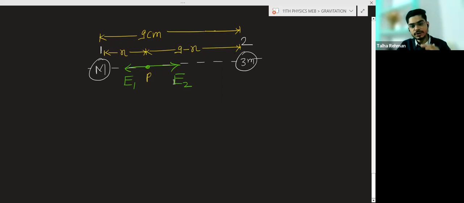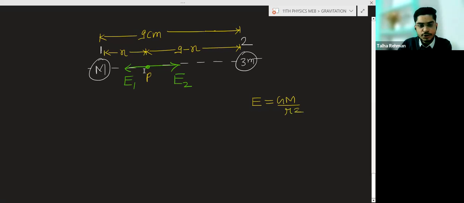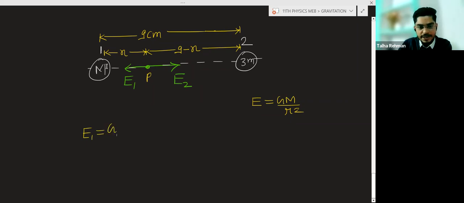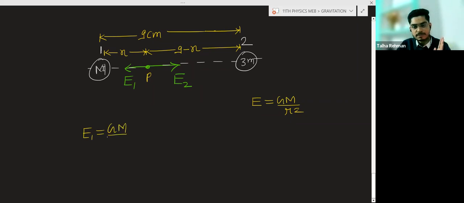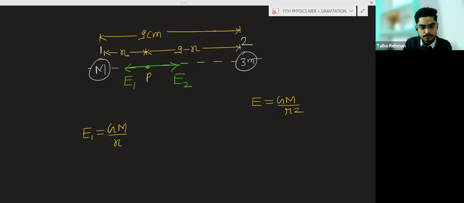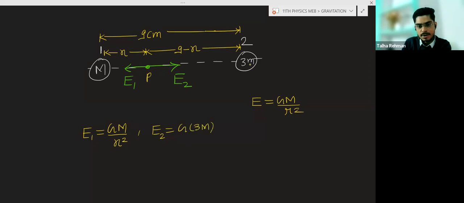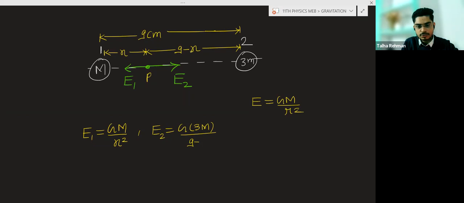Now find the magnitude of E1 and E2. For the gravitational intensity at any point, the formula is GM divided by r square. Due to mass m1, E1 will be G into mass m divided by the distance square. The distance between this mass and point P is x, so it is x square. Now E2 is G into 3m divided by the distance square. The distance between this mass and point P is 9 minus x, so (9 minus x) square.